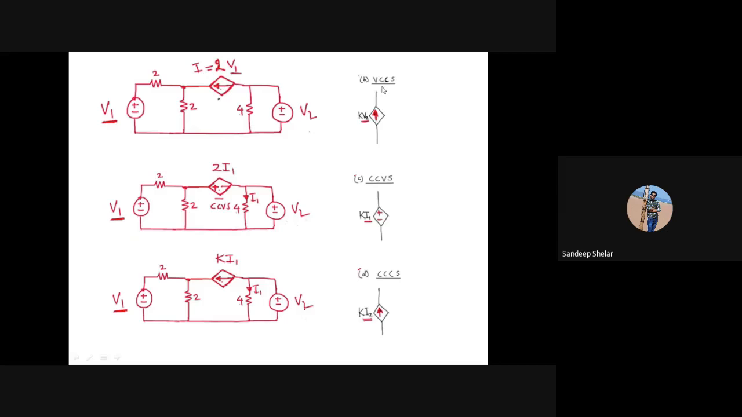Then the second is the voltage controlled current source, where this voltage V1 controls this current source. That means the value of P1 is put in this equation, which gives the voltage controlled current source.